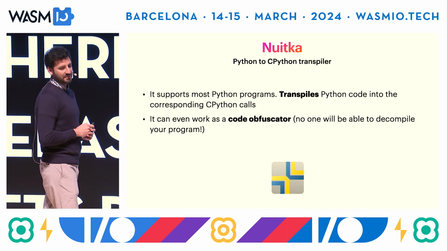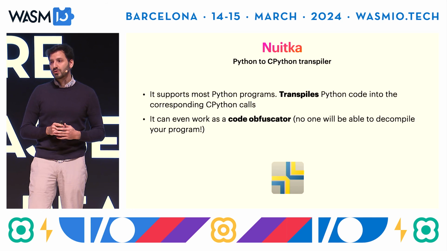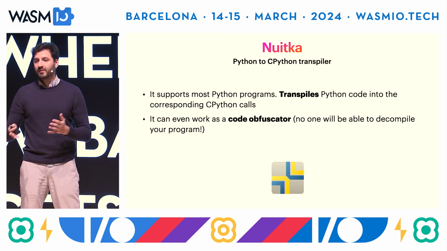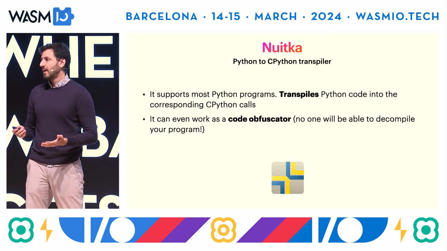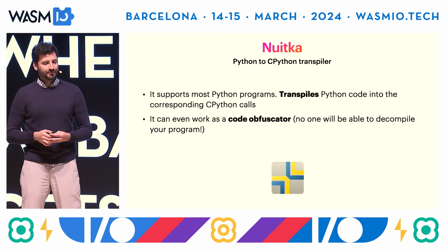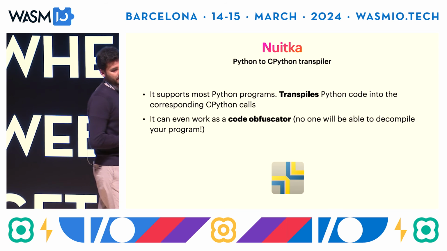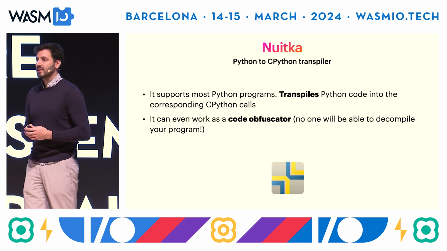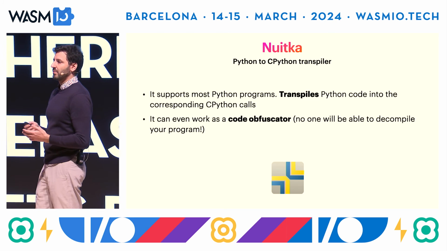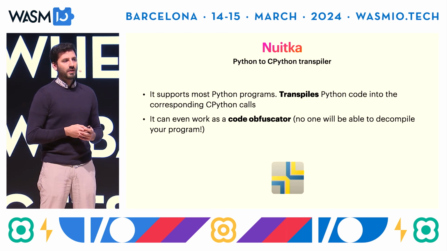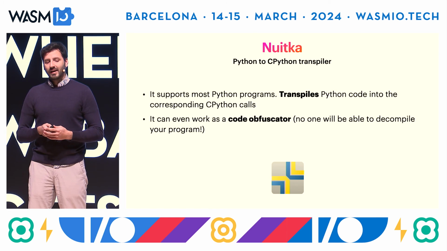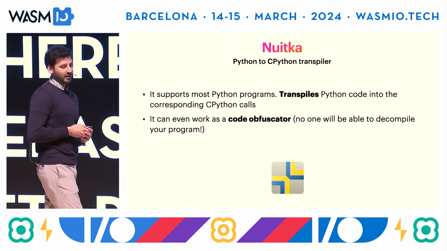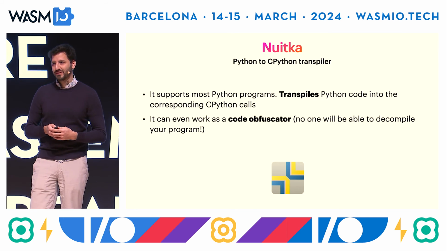So the next strategy is Nuitka. Nuitka is a Python to CPython transpiler. It analyzes your code, and it calls the underlying CPython calls that make that happen. So more or less, it gets rid of the interpreter. It supports most Python programs. It transpiles Python code into the corresponding CPython calls, and it can even work as a code obfuscator. So let's say you're working on something proprietary in Python, and you don't want anyone else to see your source code. You will be able to more or less obfuscate it with this. Again, it's WebAssembly, so you can always inspect how it works, but it will be hard to really understand it.